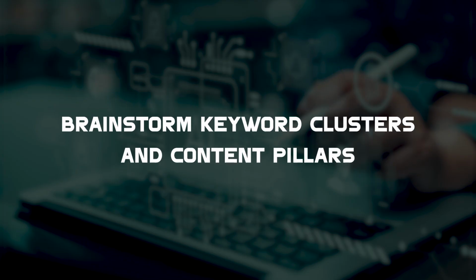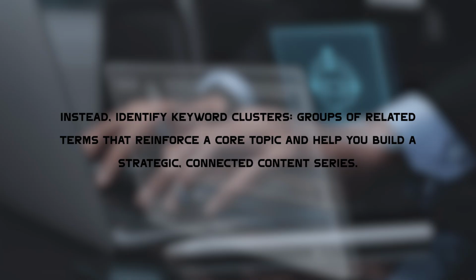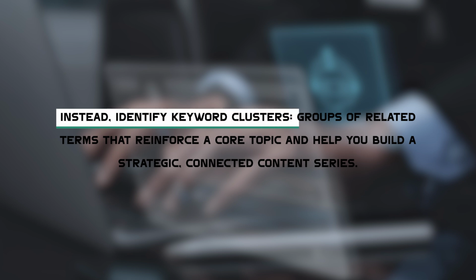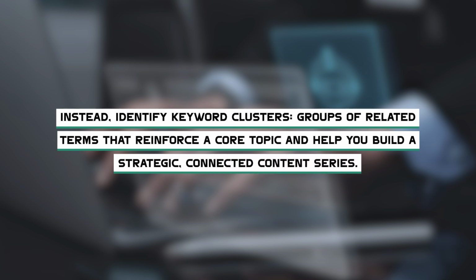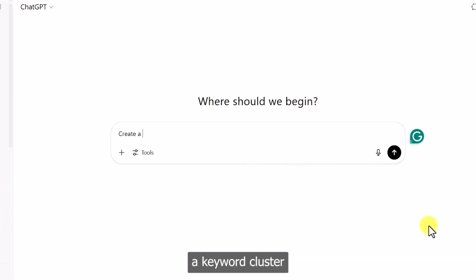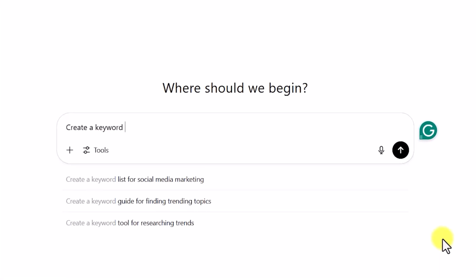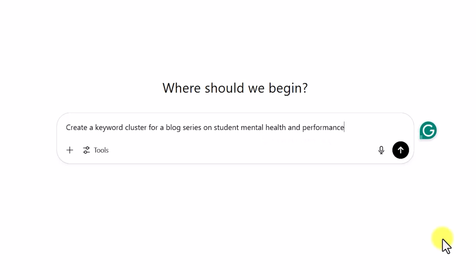Brainstorm keyword clusters and content pillars. To level up your content strategy and boost SEO, don't just think in single keywords. Instead, identify keyword clusters, groups of related terms that reinforce a core topic and help you build a strategic, connected content series. For example, you just write a prompt in here as create a keyword cluster for a blog series on students' mental health and performance, and press enter.